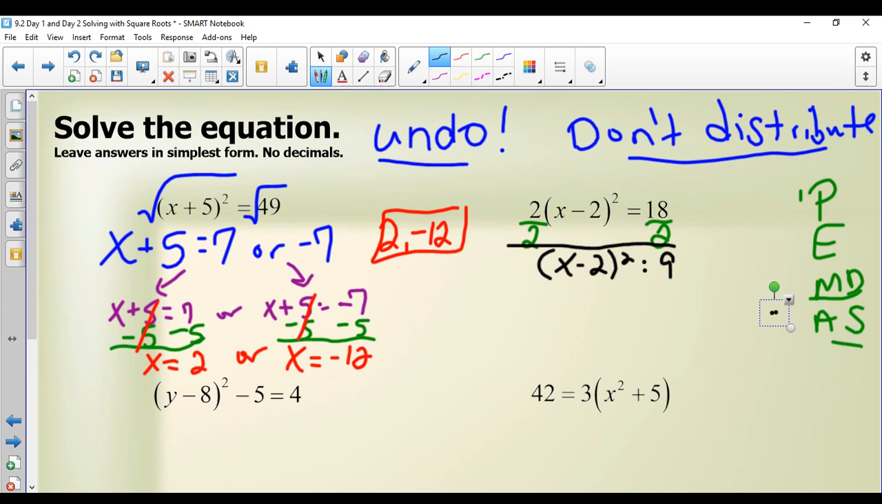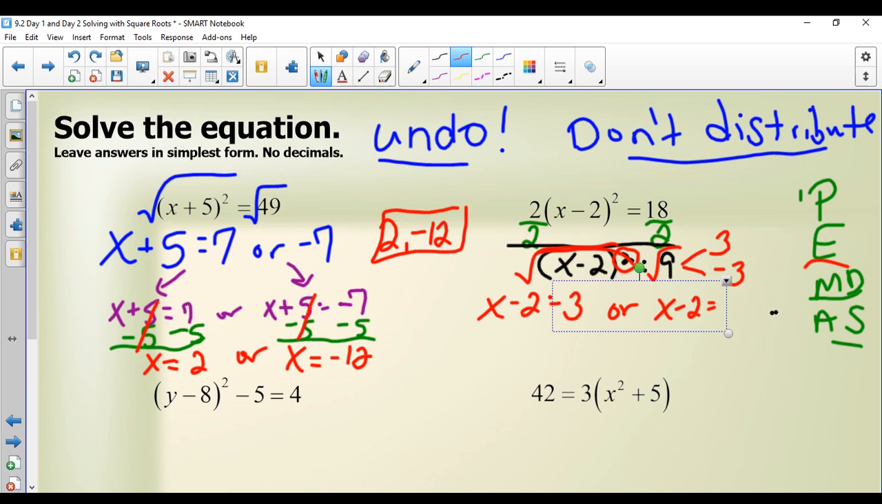So then, can we undo the exponent? And yes, we can. We can undo that square on the parentheses, and that will cancel it out. So we have x minus 2, and we have two possible solutions. We have 9. That can be a 3 or a -3. So we're going to write two equations. x minus 2 equals 3, or x minus 2 equals -3. So two possible solutions for this problem.